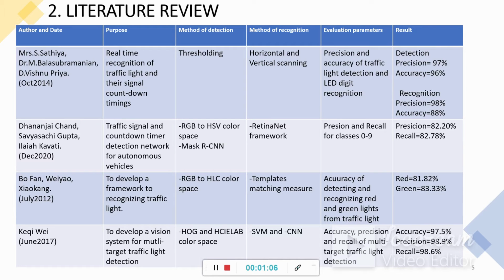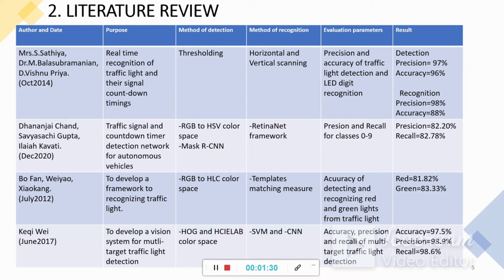And the second paper, which was presented in 2020, has the purpose of a traffic light and countdown timer detection network for autonomous vehicles. Method of detection: RGB to HSV color space together with Mask RCNN. Method of recognition is the RetinaNet framework, with precision and recall for classes 0 to 9, and as a result precision 82.20 and recall 78.